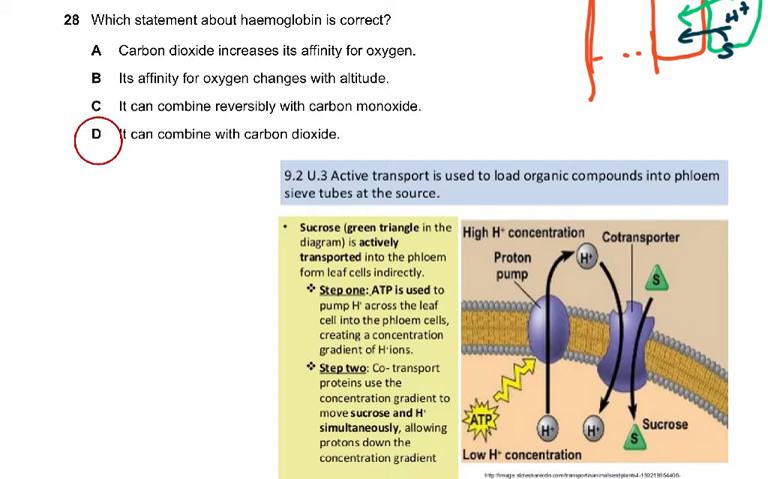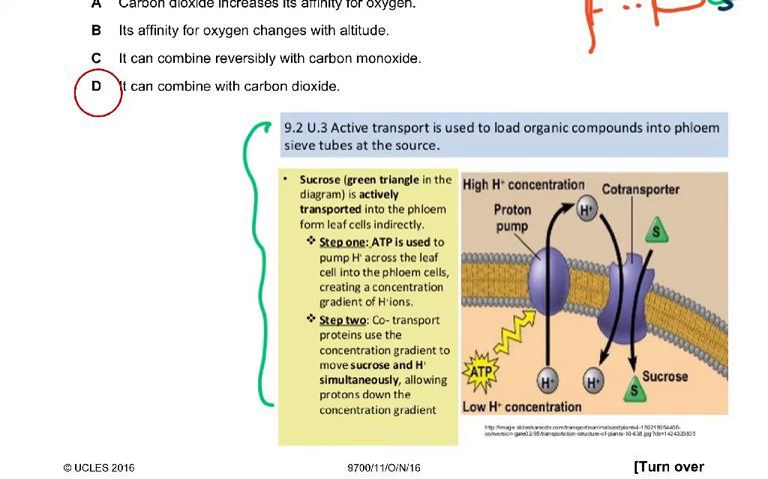So this diagram of course explained the previous question. So this is not on this question, this is on the previous question of the active transport or the co-transport. So it says sucrose in the diagram is actively transported into the phloem from leaf cells directly. ATP is used to pump hydrogen ions across the leaf cell into the phloem cells, creating a concentration gradient of ions. Step 2, co-transport protein uses the concentration gradient to move sucrose and hydrogen simultaneously, allowing protons down the concentration gradient. So that answers the earlier question. That answers that part of the question.